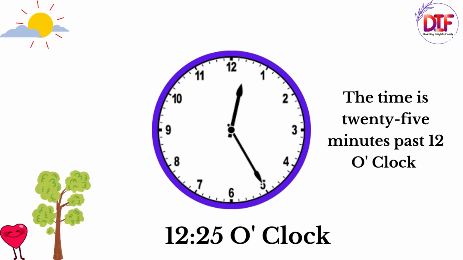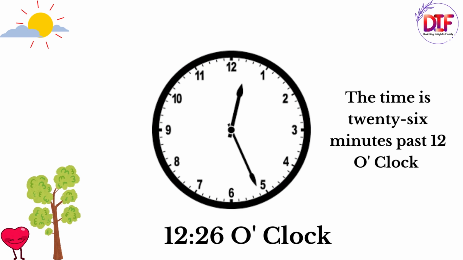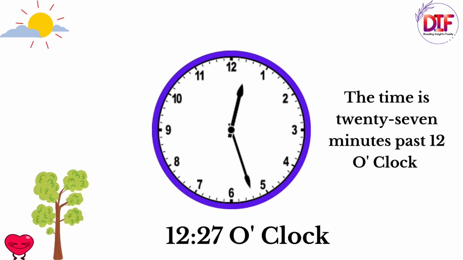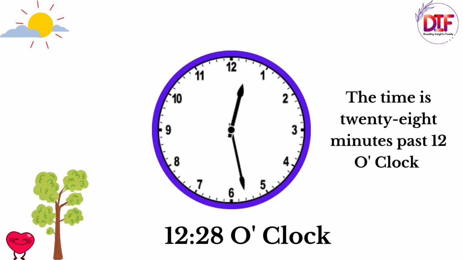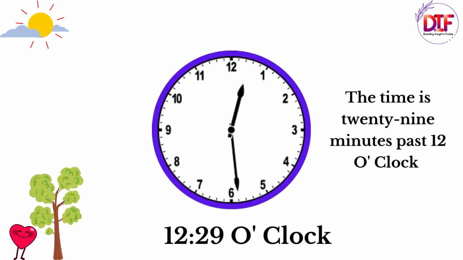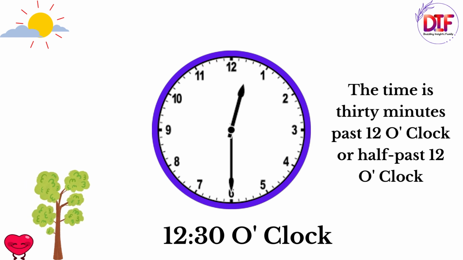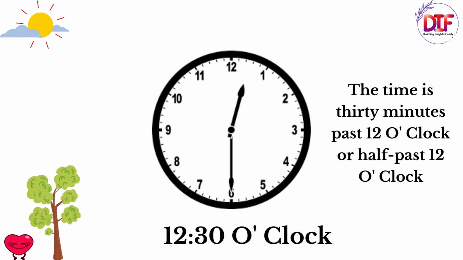and then 25 minutes past 12, 26 minutes past 12, 27 minutes past 12, 28 minutes past 12, 29 minutes past 12, and then 30 minutes past 12. Or you can say it is 12:30 p.m. or you can also say this is half past 12. So any of these 3 examples are correct.